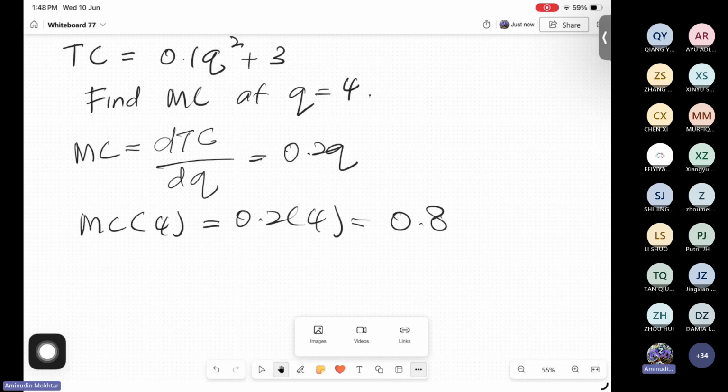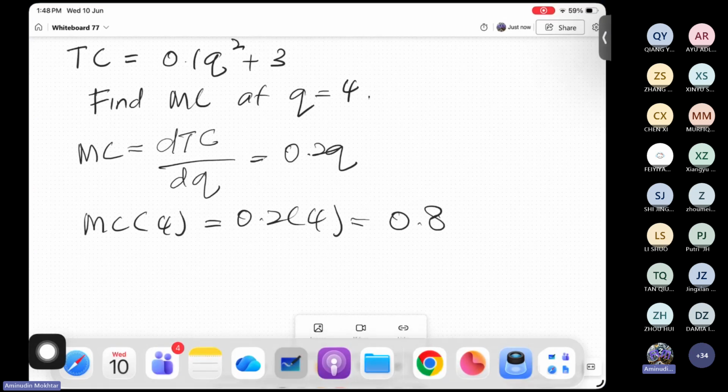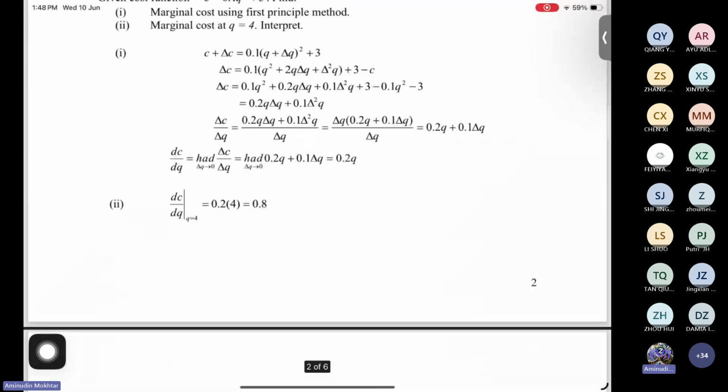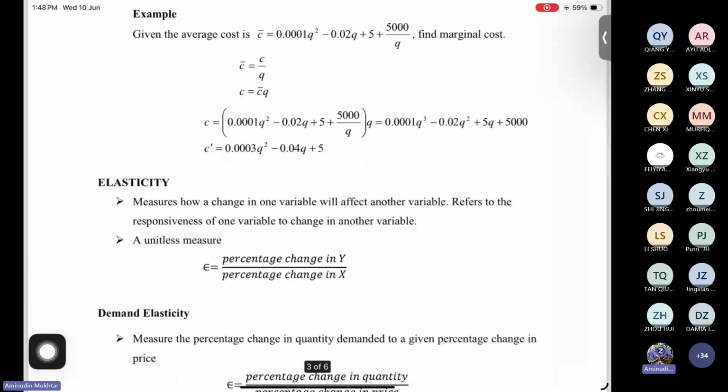That's about TR, MR, TC, and MC. Okay, the last one for today. If you refer to page 3, we have one concept here, the elasticity.